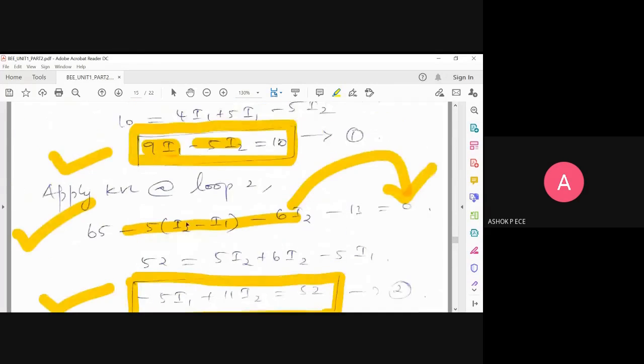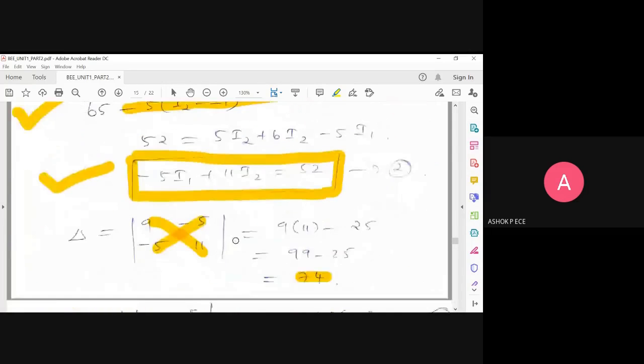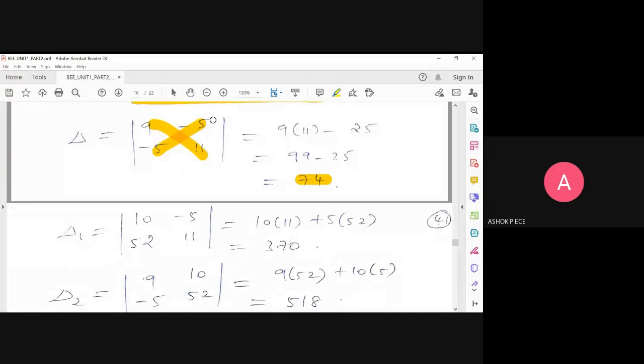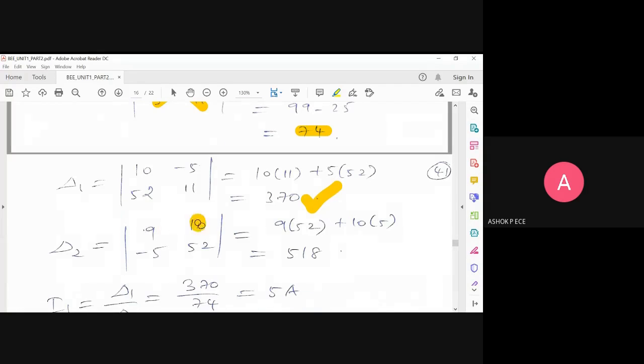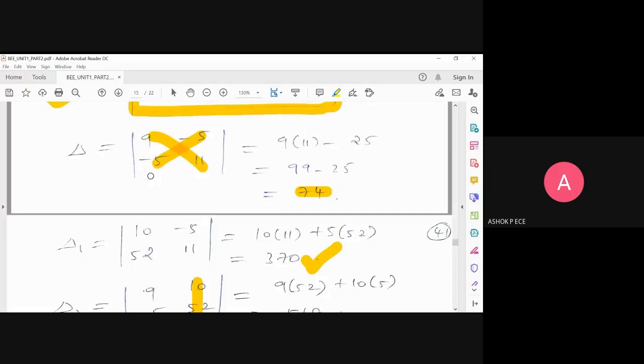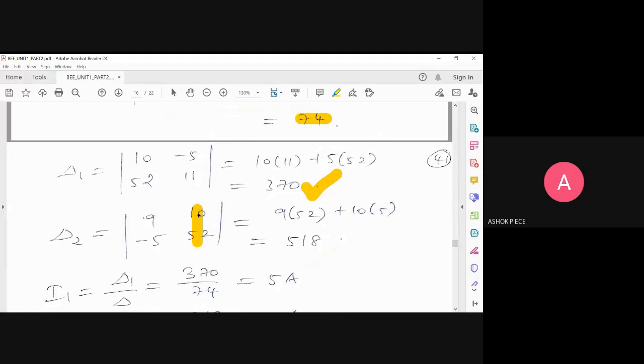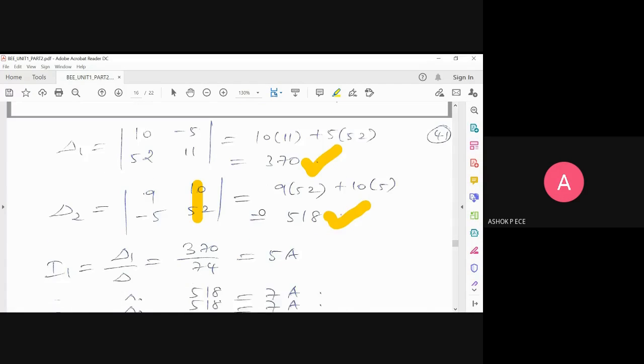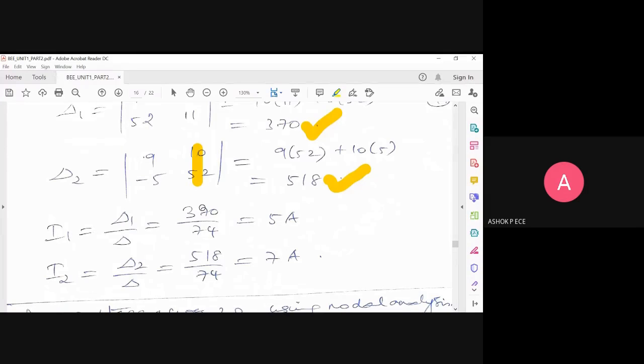Delta 1 means I have to replace the first column by constants: 10, 52. This row is going to be the same, minus 5, 11. So 10 into 11 minus of minus 5 into 52. 10 into 11 is 110 and 5 into 52 is 260. So I get 370. Delta 2, replace the second column by your constants. First column will be the same, 9, minus 5, and 10, 52. So 9 into 52 plus 10 into 5. So you get 518.